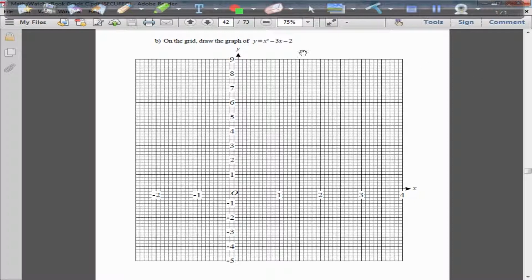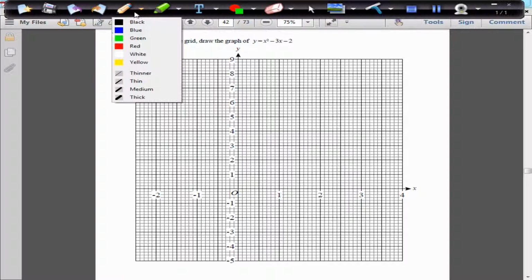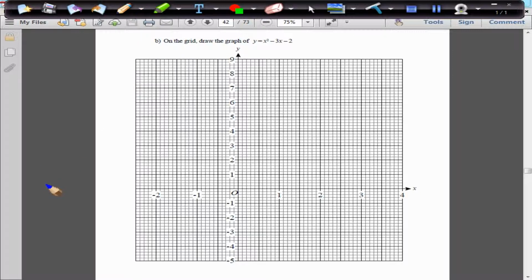First values that we're going to plot is minus 2, 8. So the first value is minus 2 along here and then 8. Minus 2, plus 8 is up here. Okay, the next one is minus 1, plus 2. Minus 1 is plus 2.